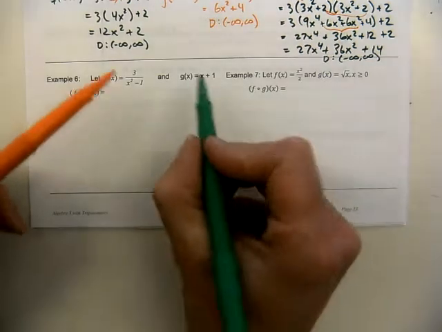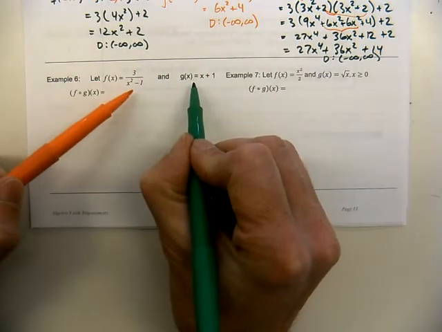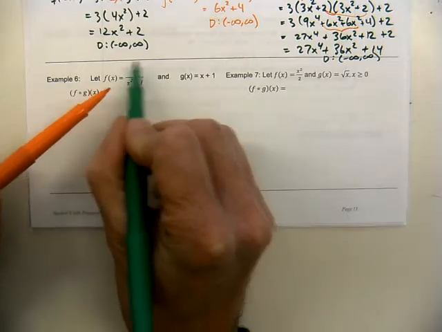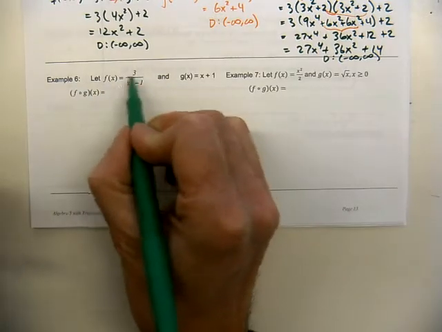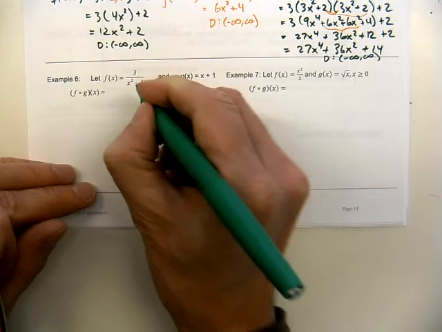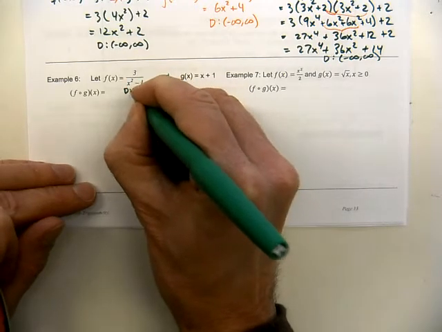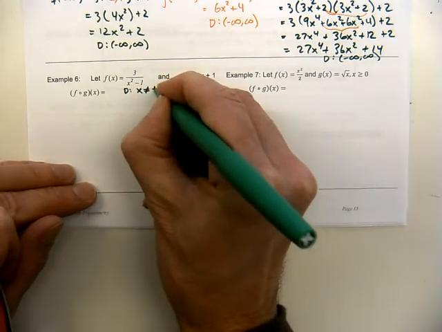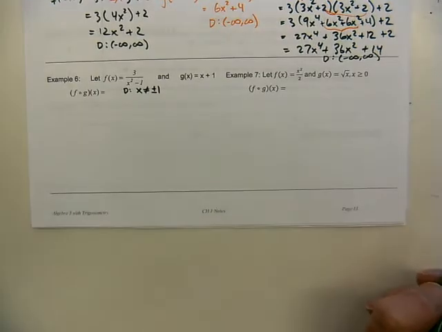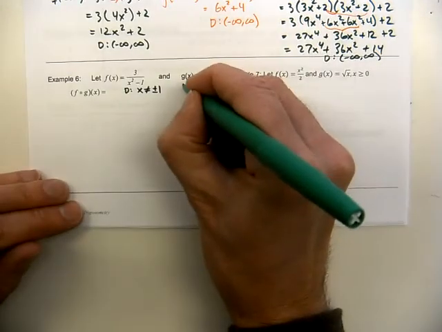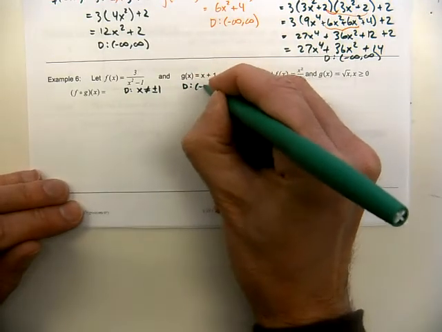So again, we have a new set of functions here. If you take a look at the original function f, we do have a variable in the denominator that has a domain restriction, and if you work that out, x cannot be positive or negative 1. And in the second function, that's a polynomial, right? So there's no restriction here.